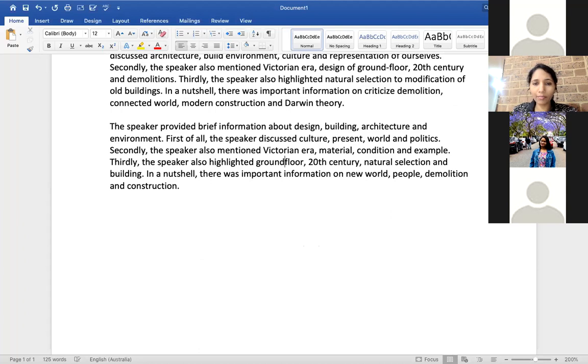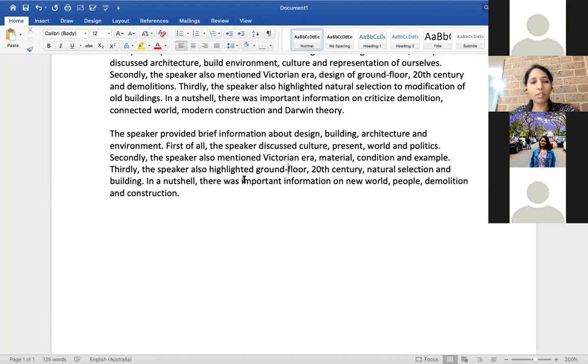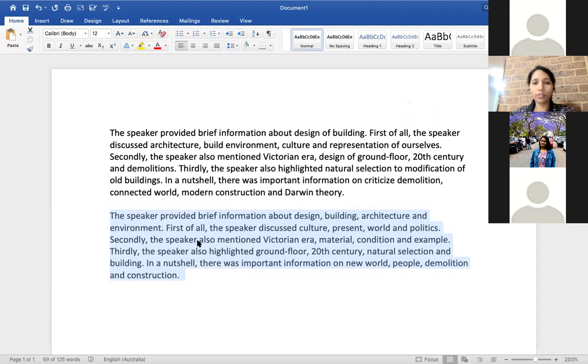Nivedita, are you sure it's a hyphenated one? I'm not too sure. 20th century natural selection and building. In a nutshell, there was important information on new world, people, demolition, and construction. That's a job well done. No problem at all. So this is how many words? Let me select it. There's about 59 words, well inside your word limit. Like I said, it's a good job done.